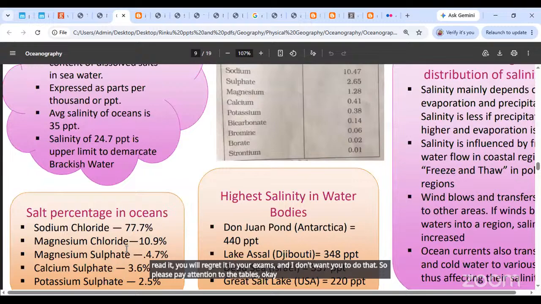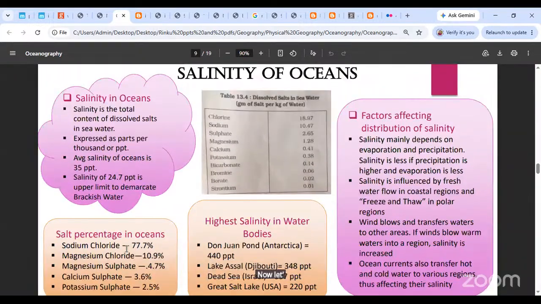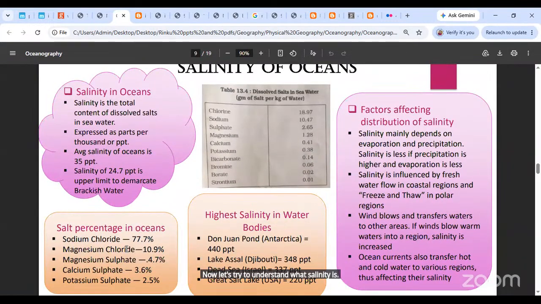Now let's try to understand what salinity is. Salinity is the total content of dissolved salts in the water. Suppose I have 1 kg of water, then how many grams of all kinds of salts are dissolved in it? That should give you the salinity. Usually it is expressed as parts per thousand, or ppt. That is how you express salinity.